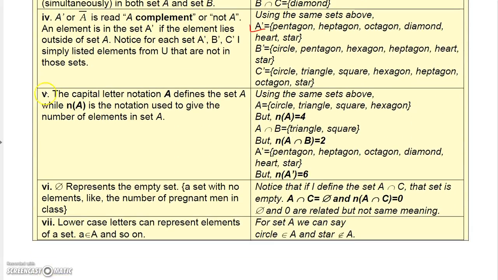Okay, now remember, the capital letter A defines a set, but if you see this notation with a little n in front of it, that notation tells you how many elements are in the set. So capital A had circle, triangle, square, hexagon, but the number of elements in A is 4. So just remember that notation, and you can read the other two examples there.